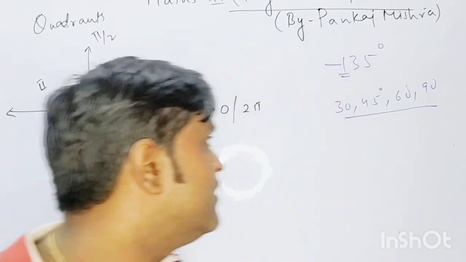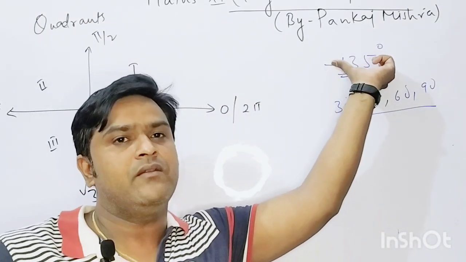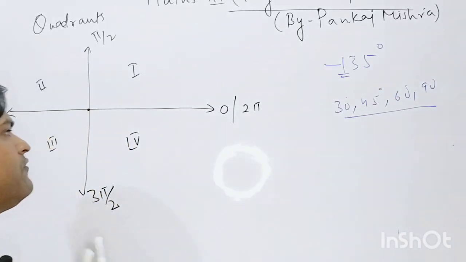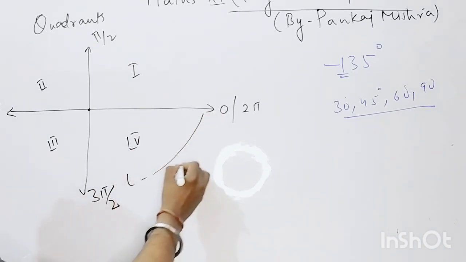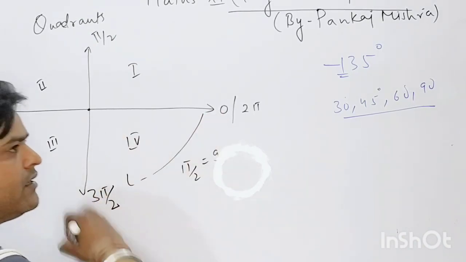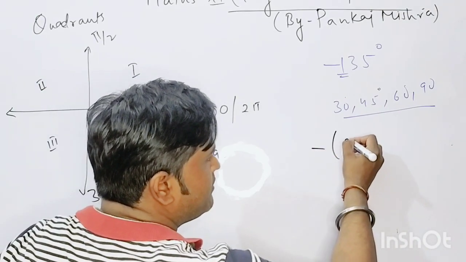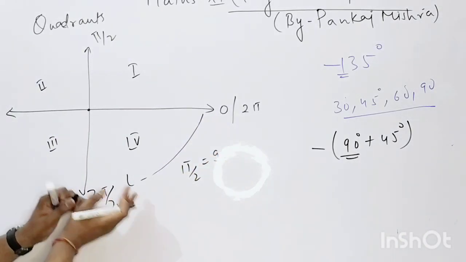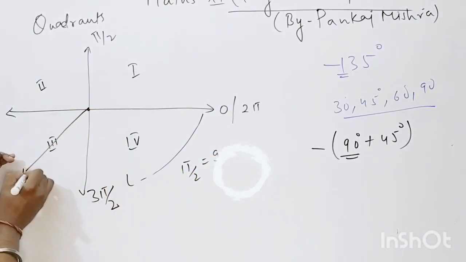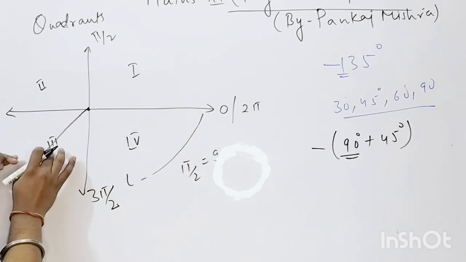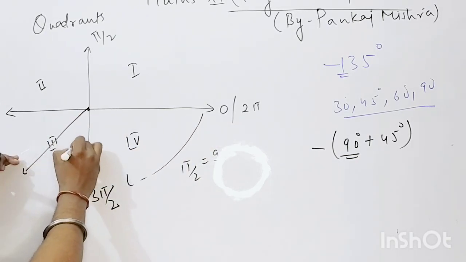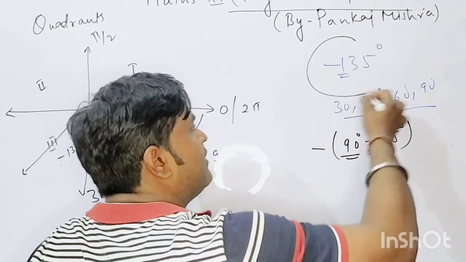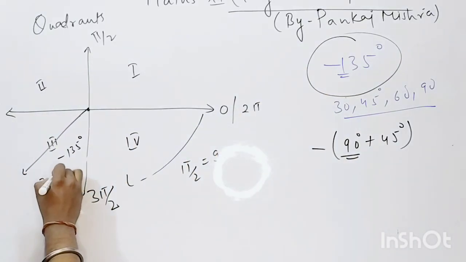Now we will discuss how to locate a negative angle, like minus 135 degree. As you can see, the sign is negative, so we will start from this part. This phase angle is pi by 2, that is equal to 90 degree, and this 135 can be written as 90 plus 45. So pi by 2 will be this part, plus 45, that means this part. So 90 and 45 becomes minus 135 degree. From this we can say that this particular angle will lie in the third quadrant.